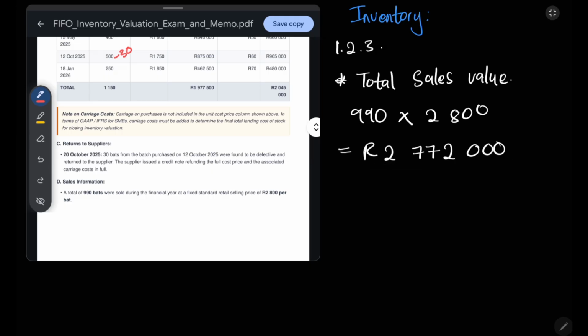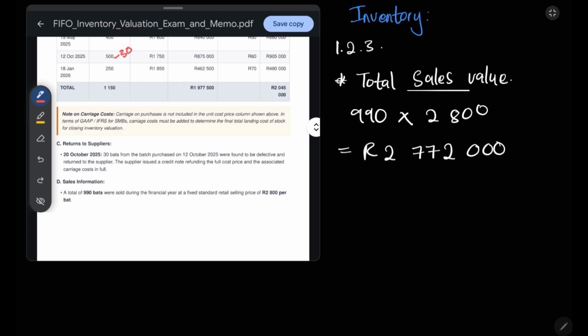2,772,000. This is the money that you made from selling your bets or selling your inventory. So when you see certain questions in inventory, don't overthink and think of different formulas or different steps that you have to take. Sometimes when they ask you a question, the answer is right in front of you. They said total sales value. Think of what a sale is.